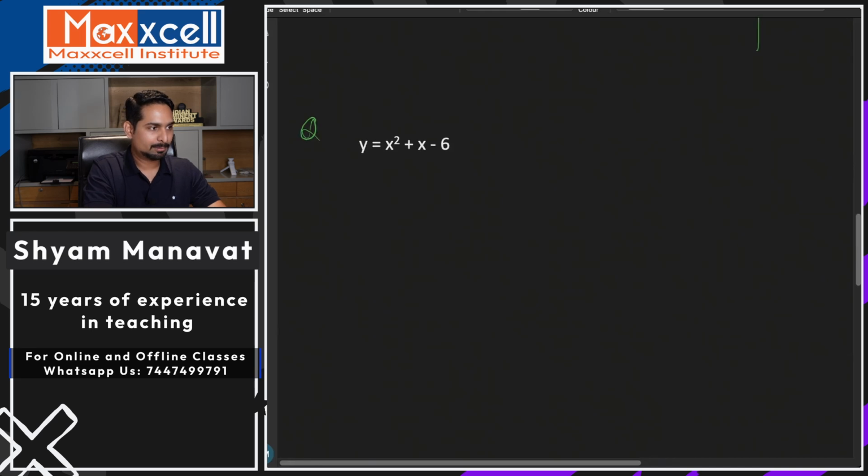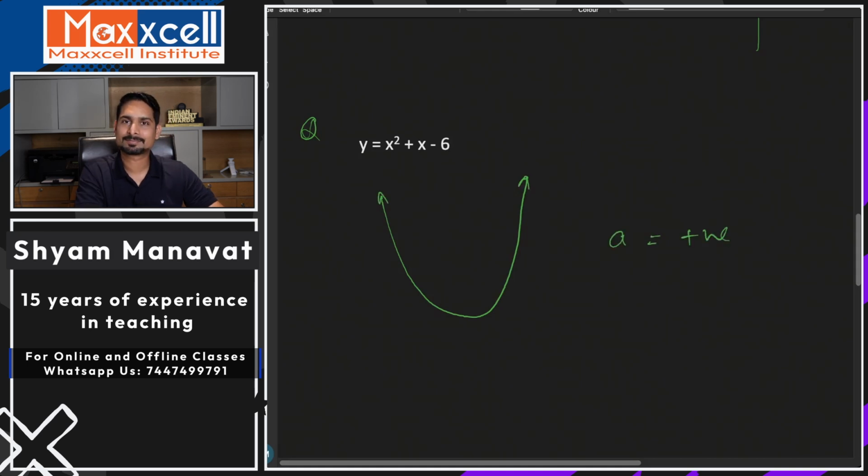Okay. Now the parabola will be upward if A is positive. What is A? Do you remember the standard form of quadratic equation? A is the coefficient of x square. So if A is positive, that means the coefficient of x square is positive, then it is upward.